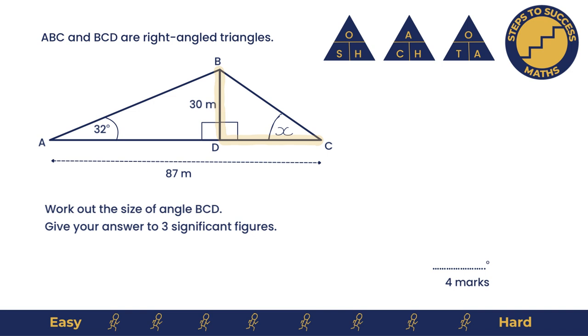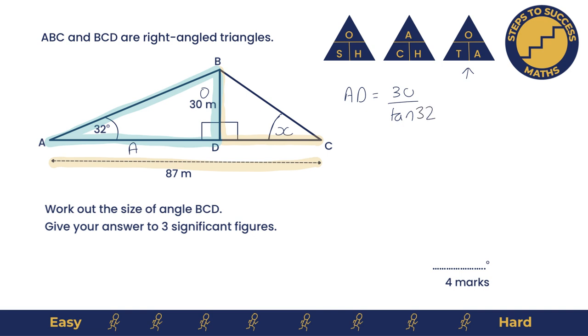We know all the way along the bottom is 87, but we need to know what A to D is first, so we can take that away and find out what's left. So starting from triangle ABD, we're going to try and find the length AD. So AD is the adjacent and 30 is opposite. So we want one with opposite and adjacent, so that's tan. And we're trying to find the adjacent, so we want opposite over tan. So 30 over tan 32 is equal to A to D.